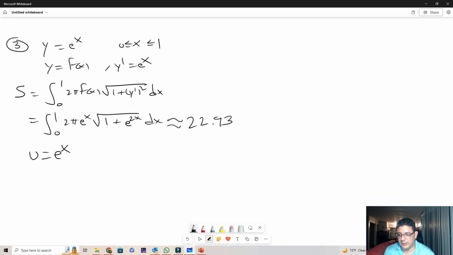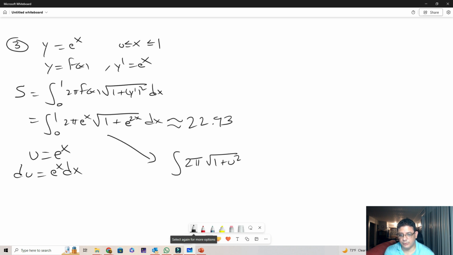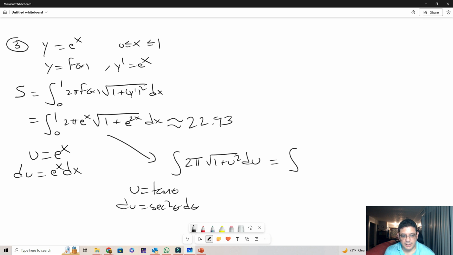So if you do u equals e to the x, then du is going to be e to the x dx, and so you can transform this one into the integral of 0 to 1, or let's forget about the limits of integration for now, and let's say that this is just 2 pi, and then the square root of 1 plus u squared du. And so at this point you transform this integral to something that you can do with trigonometric substitution. Then at this point you do u equals tangent of theta, and so du is secant squared of theta d theta. And this is 2 pi, and this is going to give you tangent squared plus 1, which is secant squared, so the square root here is secant again, and by secant squared you're going to get again 2 pi secant cubed of theta d theta.